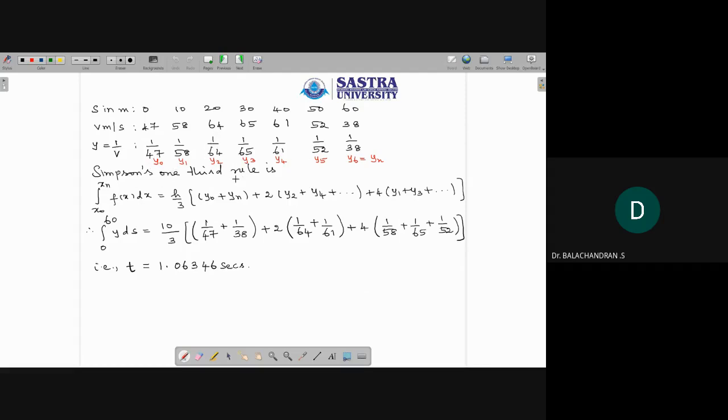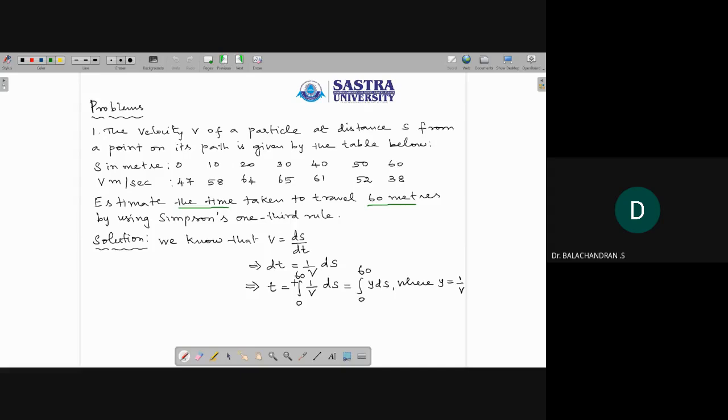Simpson's one-third rule. So integral 0 to 60 y ds, that is t. You can check it in the previous slide. t equals integral 0 to 60 y ds, where y equals 1 by b.